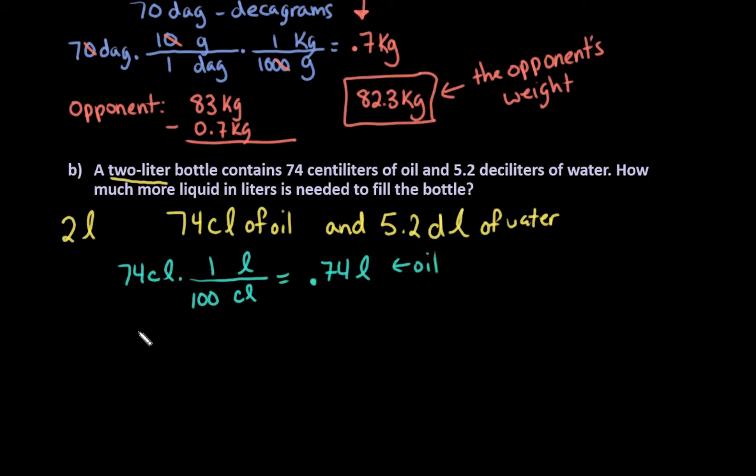And then we would do the same thing with our deciliters. So I would have 5.2 deciliters times, and we're going to go deciliters to liters. And we know that there are 10 deciliters in 1 liter. So we have a total of 0.52 liters of water.